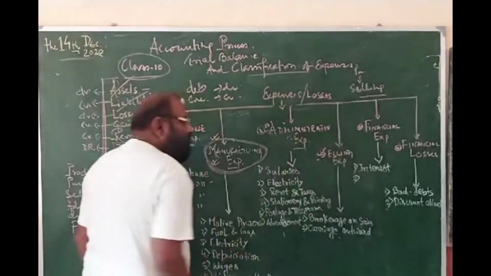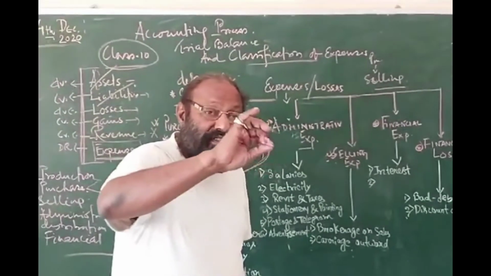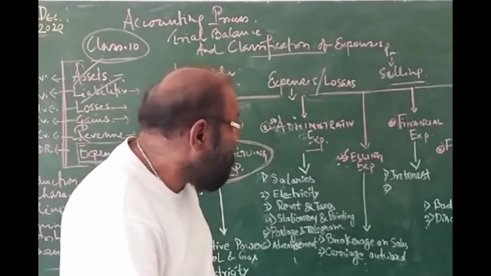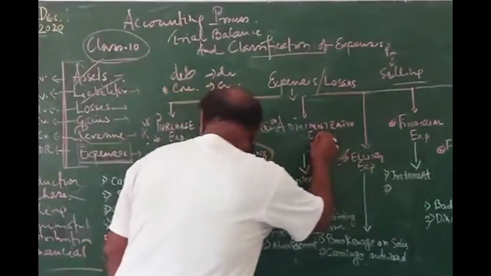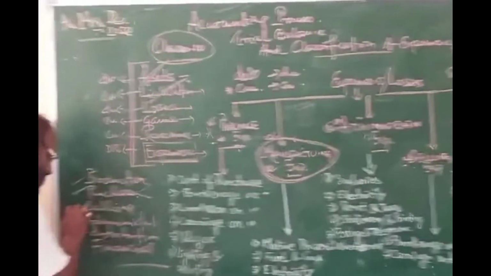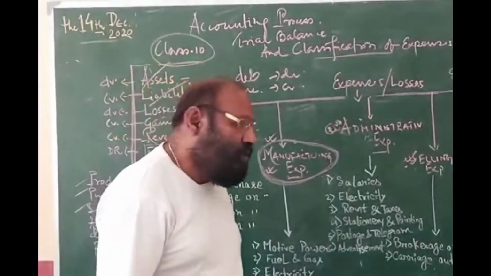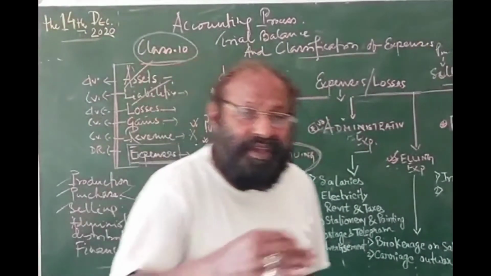Clear? Now come to this part. These are the nature-based expenses. Now, administrative, then comes, so production expense is gone, purchase expenses are done. Now, what are the selling expenses? Selling expenses are those which are made for the purpose of effecting the sales.